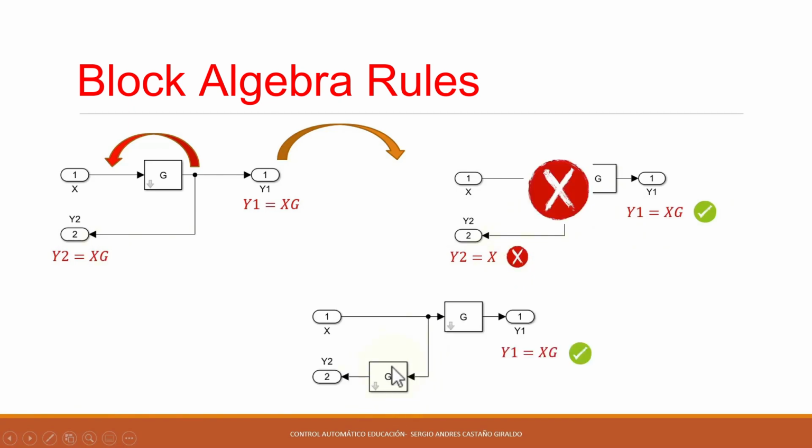To add it, I simply need to place a block here at the branching point. That way, at y2, it will indeed be x times g, which is exactly the same or equivalent to what we had in the original diagram. So now you can see what the strategy is. Always try to achieve the same output signal.